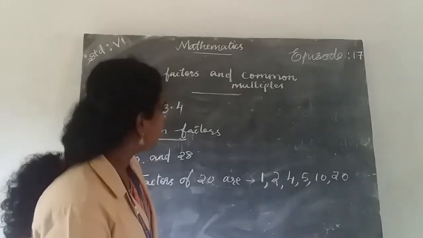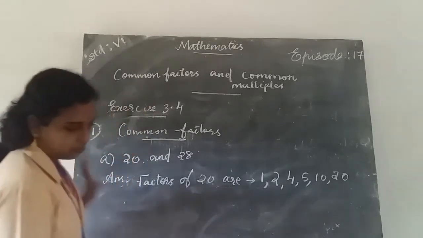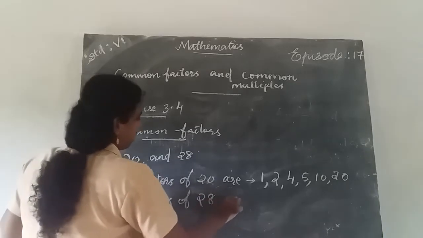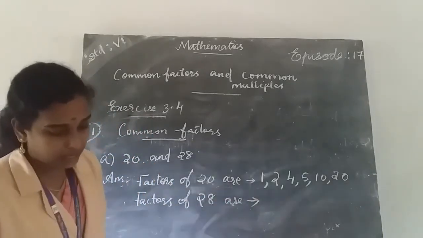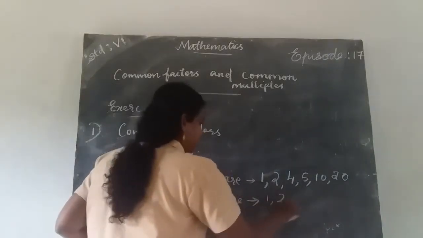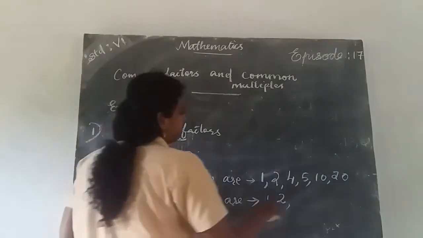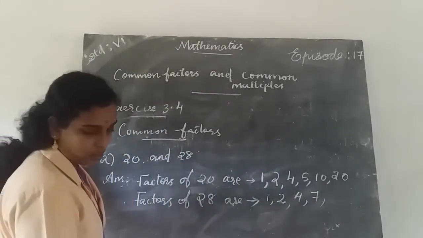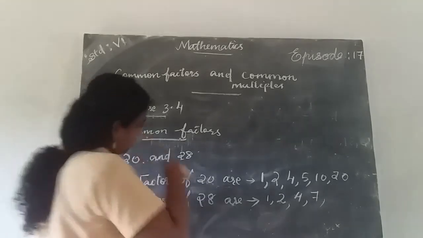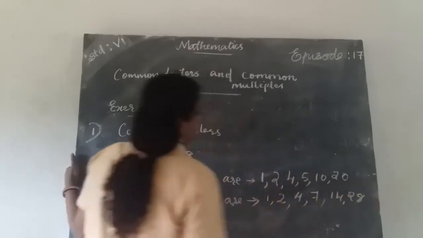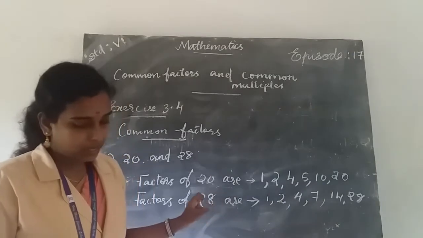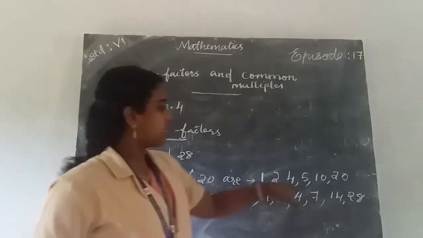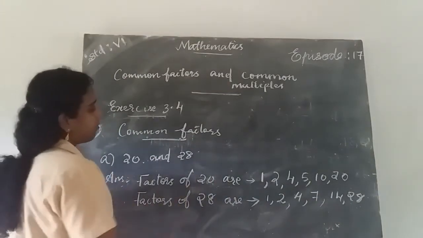And the next one is factors of 28. 28 comes under the table of 1, 2, 4, 7, 14 and 28. 14 into 2 we get 28, so 28 comes under the table of 14. Okay. And these are the factors of 20 and 28.